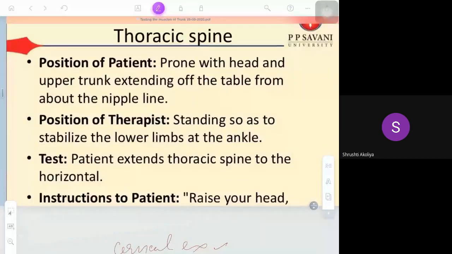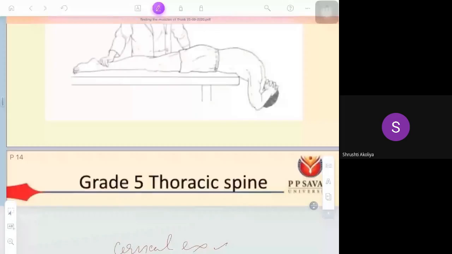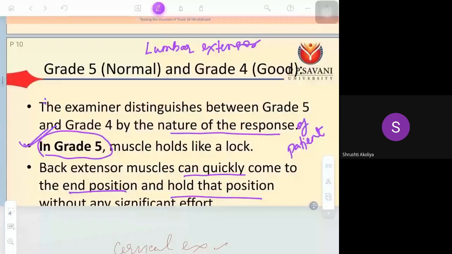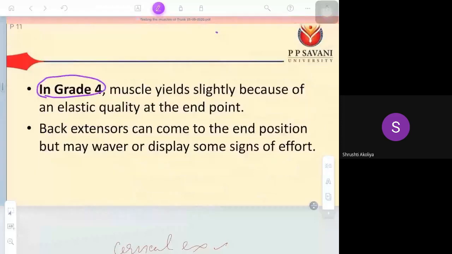What is grade 4 then? Muscle yields slightly because of an elastic quality at the end point. Now, the back extensor can come to the end position, but he cannot hold the position, or he may waver, or he may give some effort to maintain the position. Then you will grade the muscle as 4. Are you clear?